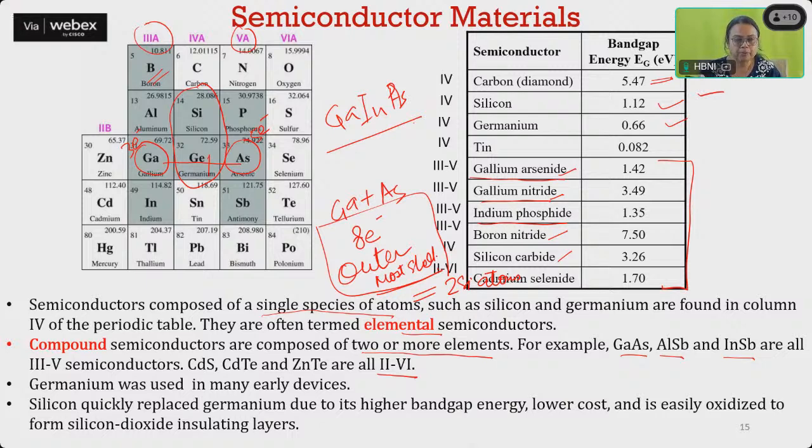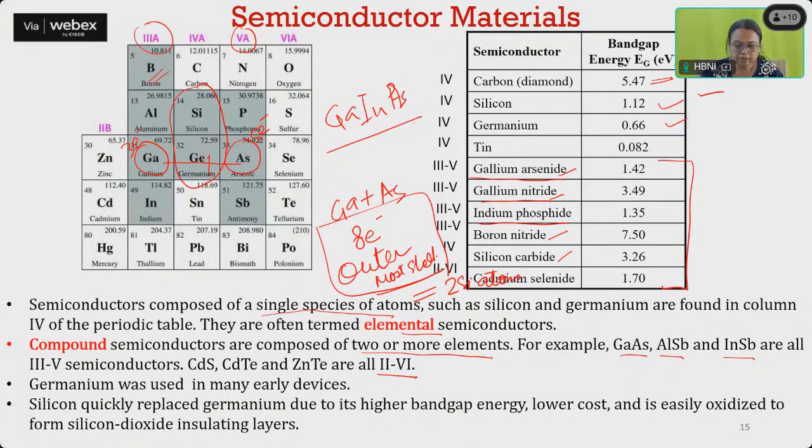What kind of properties will there be? Like the band gap, the energy gap is one thing, and what kind of E-k parabola there is, so it can become faster or something. So we can tailor the properties as per our application. That's why nowadays compound semiconductors are becoming very important.